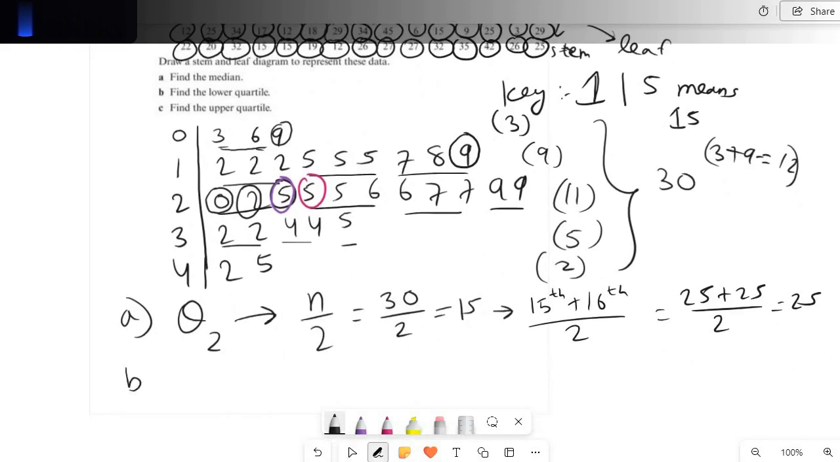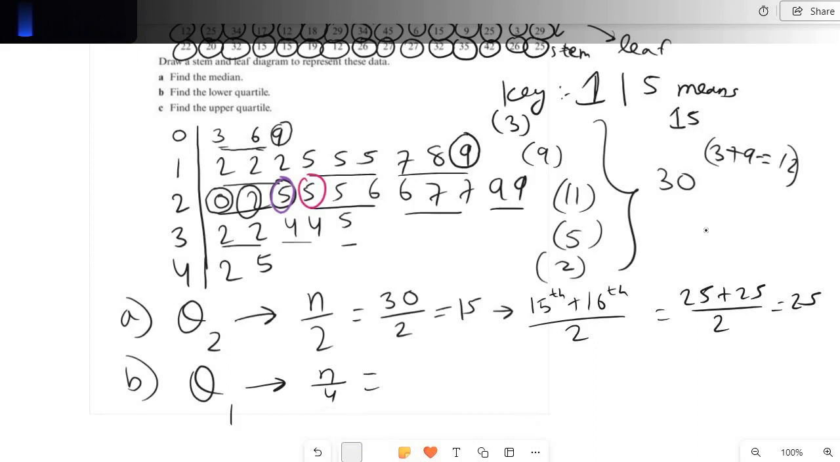For the next question, in number B, which is to find the lower quartile. Lower quartile is going to lie at n divided by 4, if you remember. So n here is 30. So we apply 30 divided by 4, which we get as being 7.5. And if you remember from our previous videos, because this is not a whole number, we have to round this up to 8. So the 8th term is going to be the lower quartile.